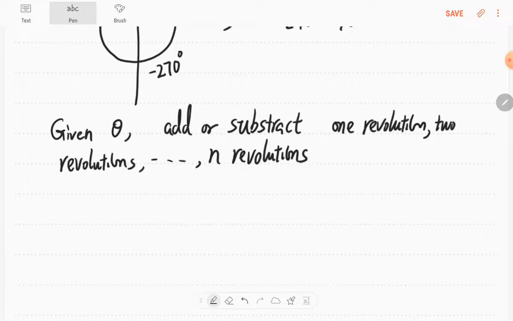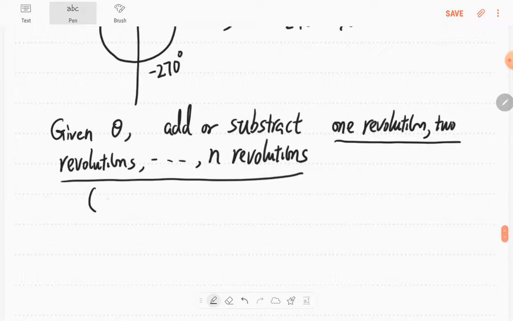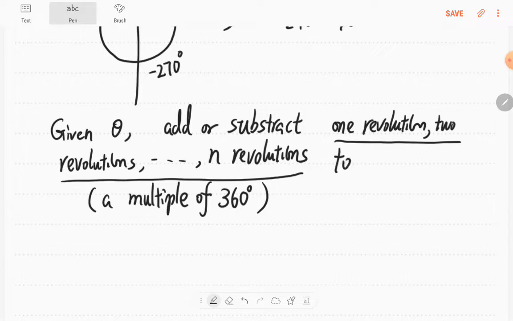So what does this mean? This means we add or subtract a multiple of revolutions, which means a multiple of 360 degree. 1 revolution equals 360 degree, right? To get coterminal angles.